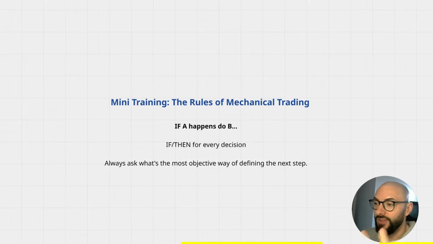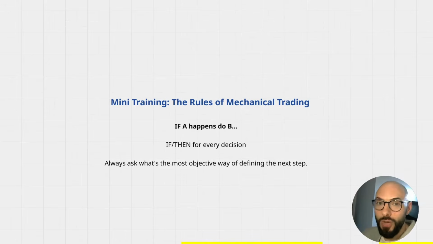Mechanical trading is very simple. It's if A happens, you do B. Everything's objective, black and white, zero gray area. And what this does is it helps your performance. It helps you trade better. It's a fact. The data backs this up. If you look at the stats between mechanical traders and discretionary traders, mechanical traders have a higher success rate. And the reason for that is it takes away that subjectivity.